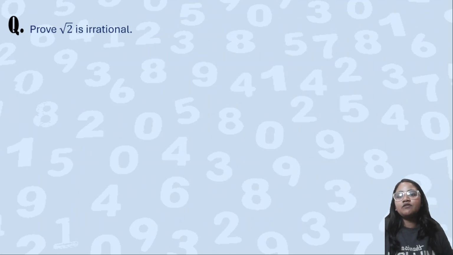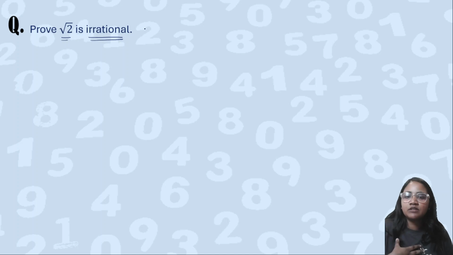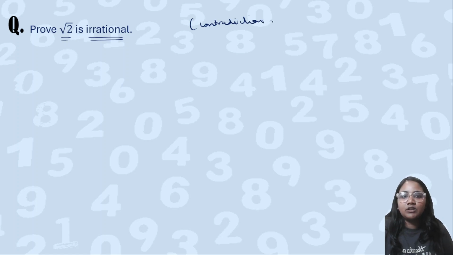Now here is a question. We need to prove that root 2 is irrational. We know this, right? We know that root 2 is irrational. Here it is asking us to prove it. So how do we approach this question? We'll do it with the help of the contradiction method. We will assume otherwise. We will say that let us suppose that it is not an irrational number. Let root 2 be a rational number.